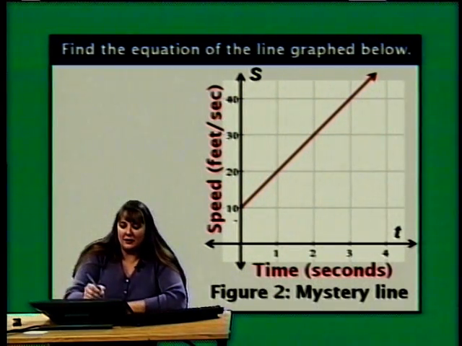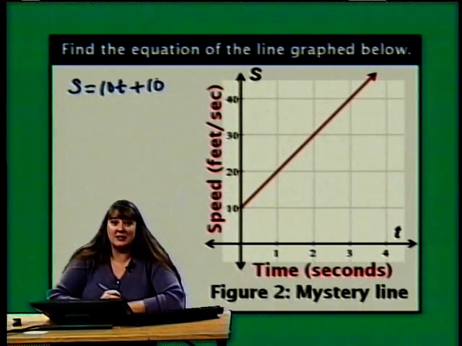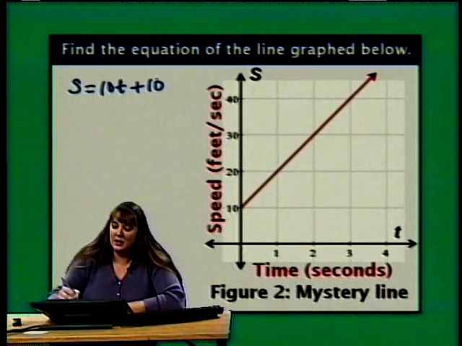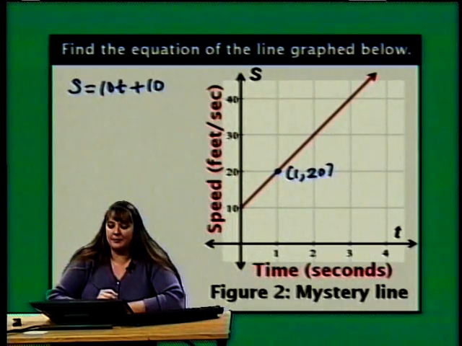Let's go ahead and be double sure and check another point on the graph. So we came up with s equals 10t plus 10. I'm pretty sure this is correct because I calculated the slope, I believe in my calculation, and I can see the vertical intercept of 0, 10. But let's look at another point on the line. 1, 20 is also a point on this line.